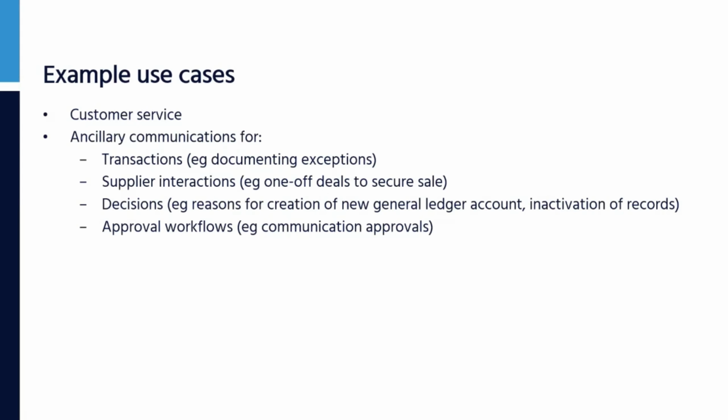Decisions could be, okay, we're creating a new general ledger account, and often we create them on a whim and forget what they're for. So you can have information about what these accounts are created for. You can have decisions around inactivation of records, like who's decided to make that account or that customer or supplier inactive and what was the reason, so that if someone sees it's inactive, they'll be able to know what the decision was before they go to make it active again.